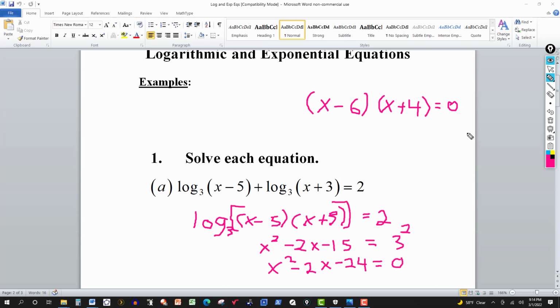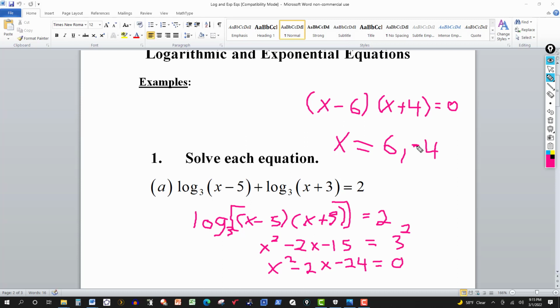Once you have the product of factors equal to 0, whether it's two factors or three, it doesn't matter, that means at least one of the factors is 0, or they all could be 0. So you just set each factor equal to 0 and solve for x. When is x minus 6 equal to 0? When x is 6. So x equals 6 is a possible solution. When is x plus 4 equal to 0? When x is negative 4. Those are the possible solutions.